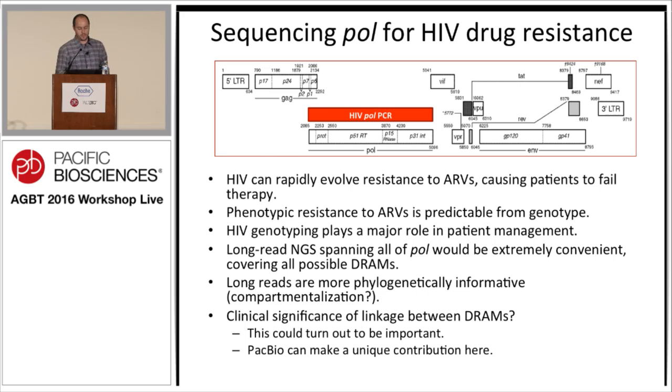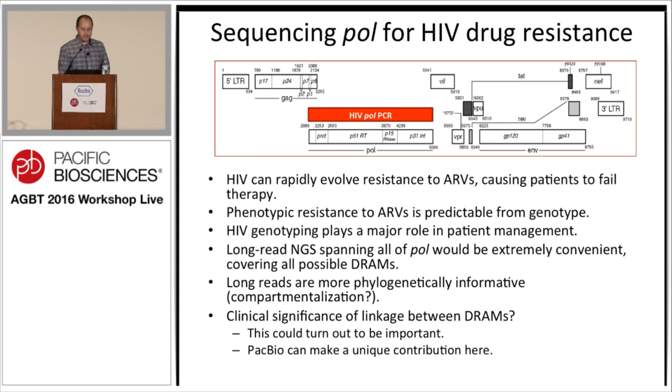It's also much more phylogenetically informative. So if you want to understand, say, some compartment like the lymph compartment, which has much lower levels of drug penetration, maybe you can see drug resistance mutations emerging in the lymph and spreading, and having the long reads helps you nail down some of that phylogenetic signal.